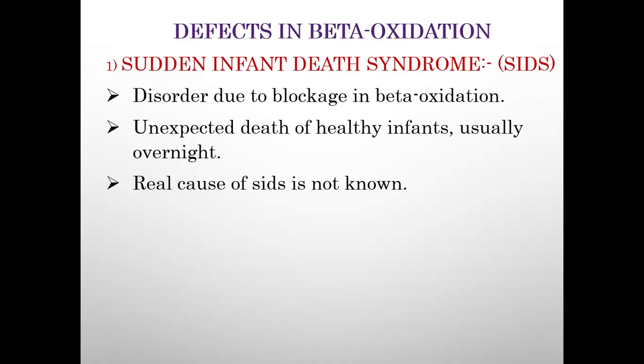When we look at defects in beta oxidation, let's talk about number one, which is sudden infant death syndrome, SIDS. It is a disorder due to blockage in beta oxidation. You should know that it is caused as a result of blockage of beta oxidation, and there is unexpected death of healthy infants, usually overnight. So it is unexpected, all of a sudden you have an infant dying overnight. The real cause of SIDS is still unknown.